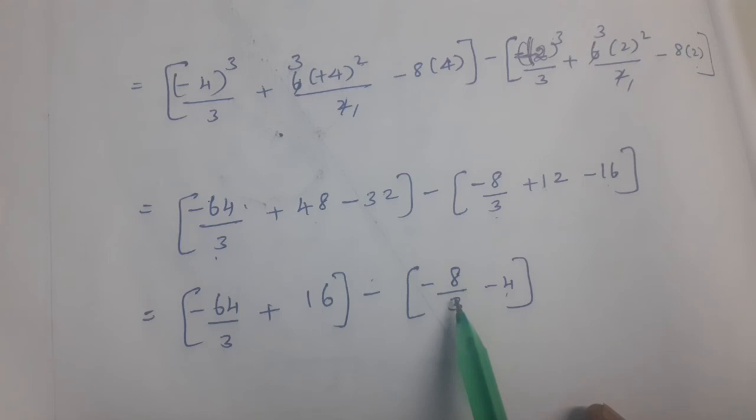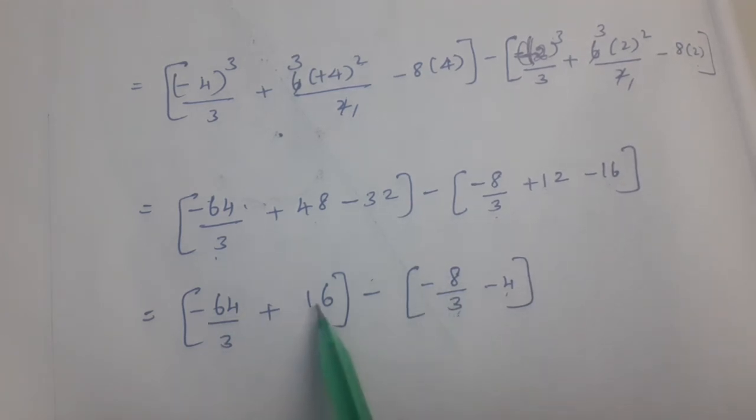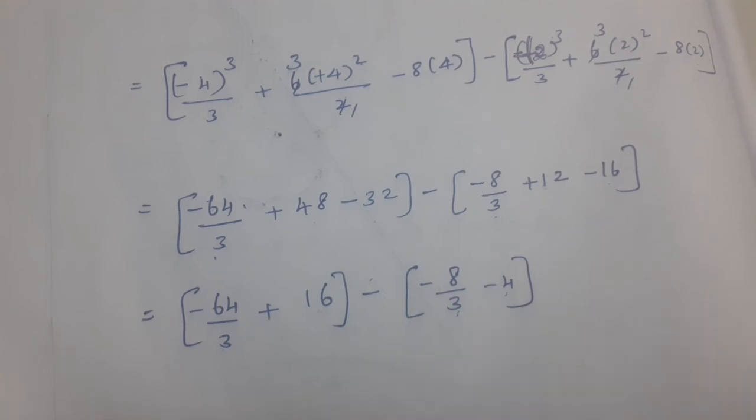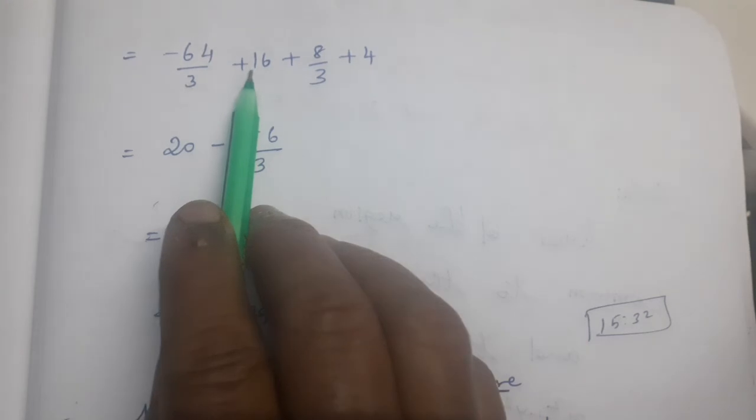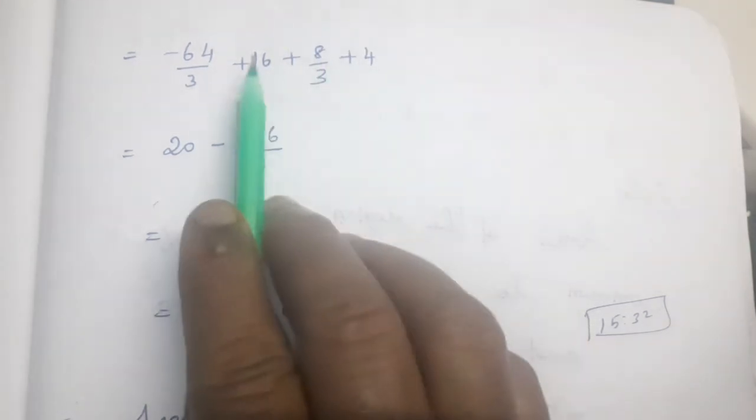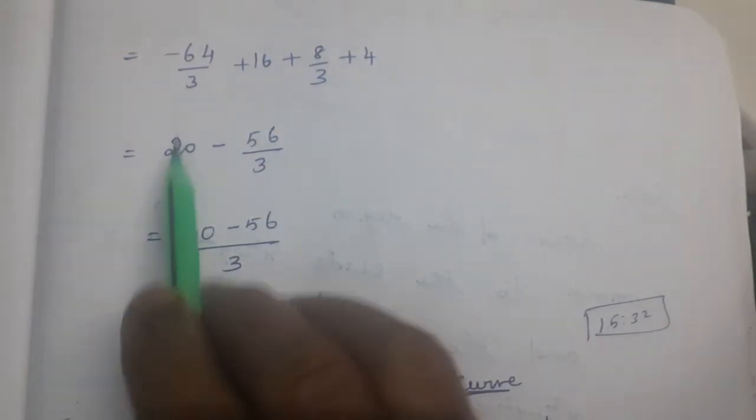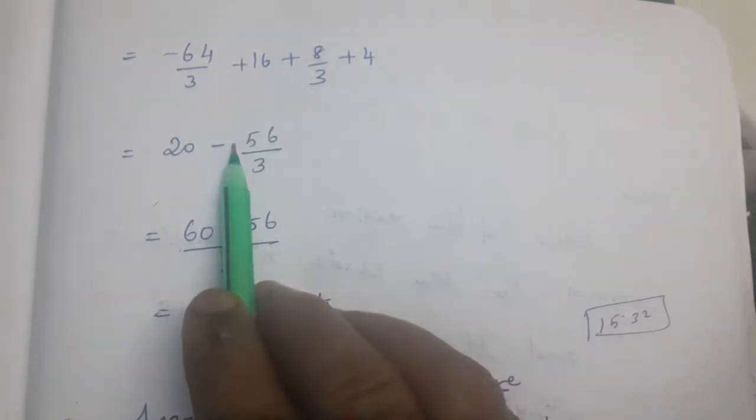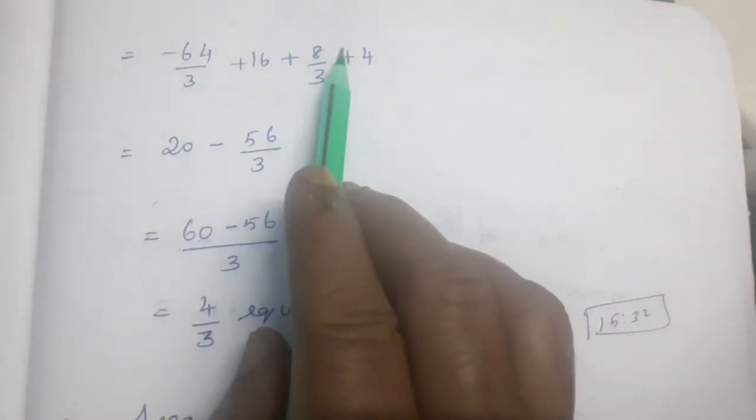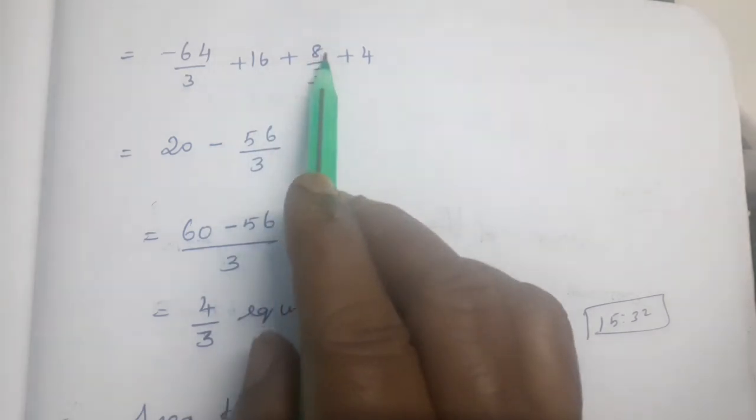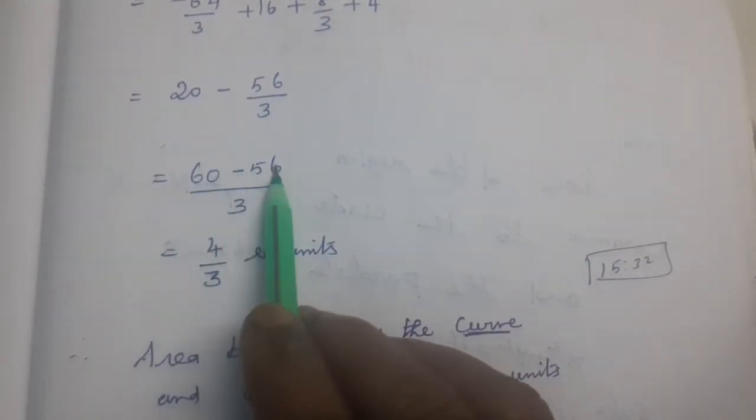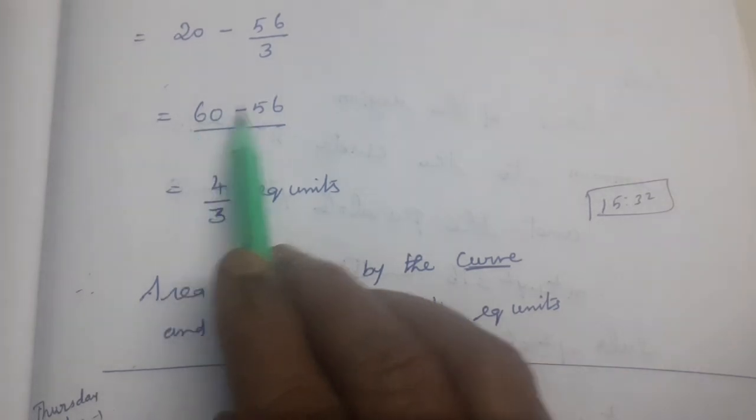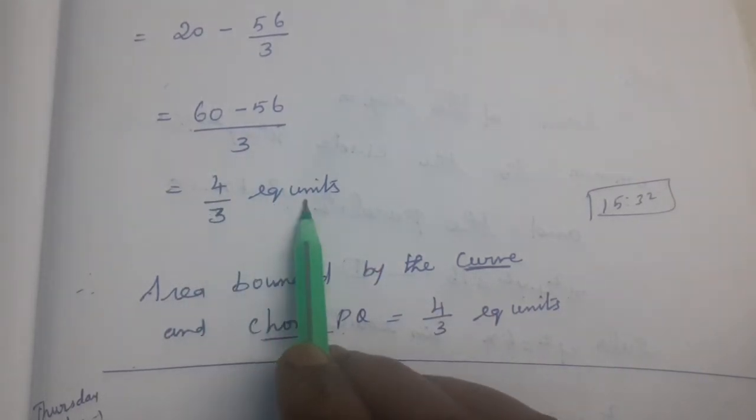Take all the fractions to one side. So minus 64 by 3, minus into minus plus 8 by 3. Here plus 16, and minus into minus plus 4. Now minus 64 by 3 plus 16 plus 8 by 3 plus 4. So 16 plus 4 is nothing but 20. Minus 64 plus 8 by 3: see the denominator is same, subtract the numerator. So minus 64 plus 8 is minus 56 by 3. So 3 into 20 is 60. 60 minus 56 divided by 3. 60 minus 56 is nothing but 4 by 3 square unit.